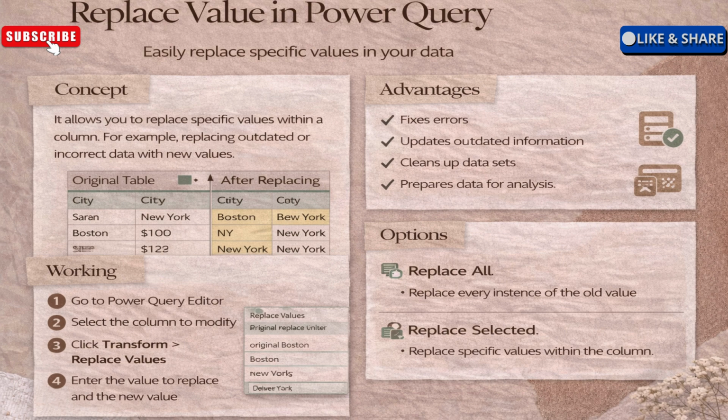Great explanation. Yes. Replace Values is used to replace specific values in a column. For example, we can correct wrong data or update old values with new ones. Okay. Why do we use it? It helps in fixing errors, cleaning data, and preparing accurate data for analysis. Sounds useful. How do you do it? Go to Power Query Editor, select the column, click on Transform, then choose Replace Values and enter the value to find and the new value to replace. Is there any other option? Yes, we can replace all occurrences of a value or replace only specific values based on our requirement.